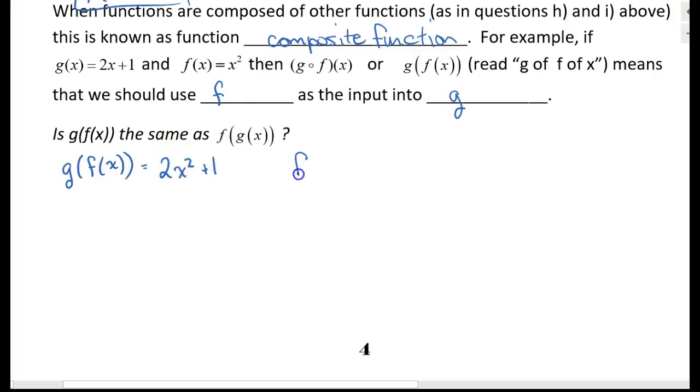If I look at f of g of x, that would be 2x plus 1 squared, which I would expand, and that would be 4x squared plus 4x plus 1. Those two are a little bit different. So no, they are absolutely not the same.